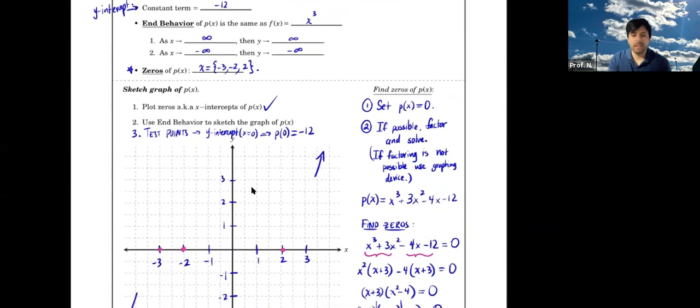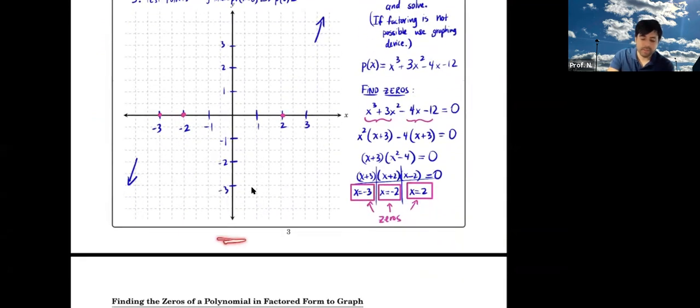Okay, so the problem is negative 12 is all the way down here somewhere. The sketch is going to look a little strange if I were to include it. But the whole point is it's somewhere here, right? Negative 12. So I know I have to cross it here somewhere.